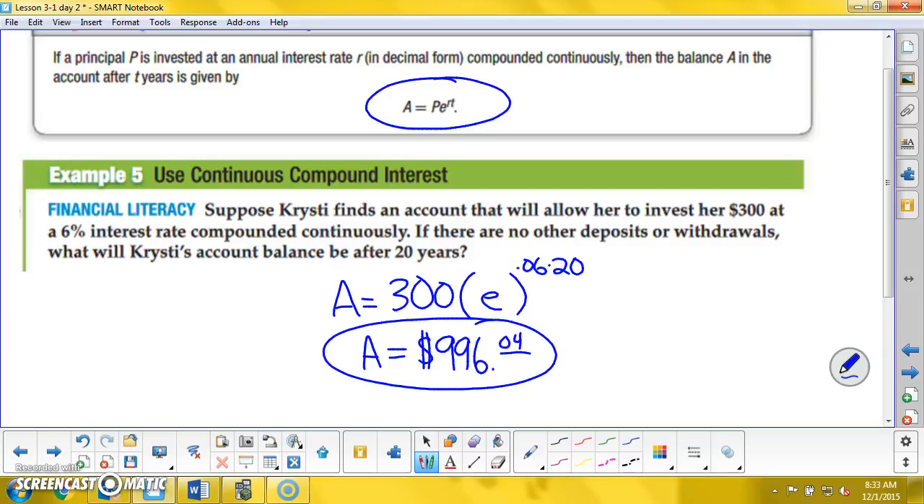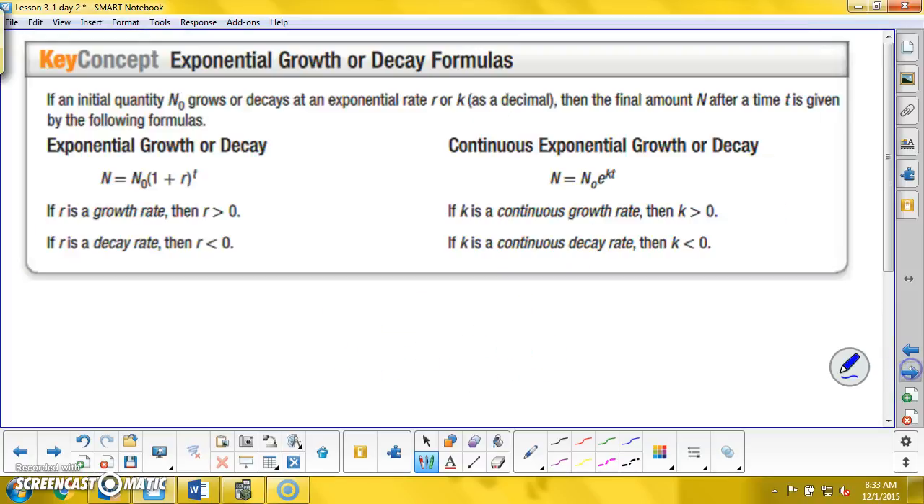Pretty straightforward problems. It's just a matter of knowing the formulas. Make sure you get those 2 formulas written down in your notes. 2 more formulas I'd like you to write down.